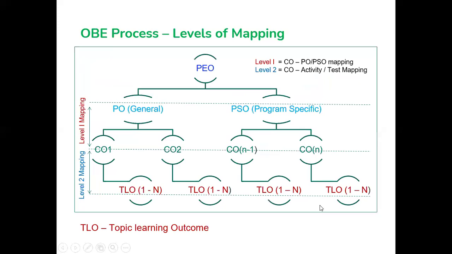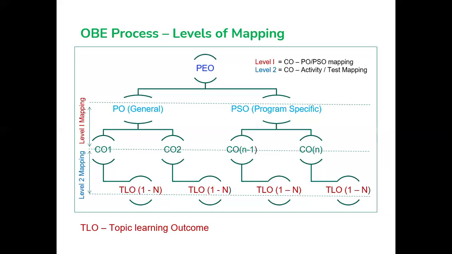Now, we will discuss the mapping process. There are two types of mapping. One is the level 1 mapping and the other one is the level 2 mapping. Level 1 mapping means the CO-PO mapping or CO-PSO mapping. If you have a PSO, then we have to map COs with PSOs. Otherwise, COs with POs. That is level 1 mapping.